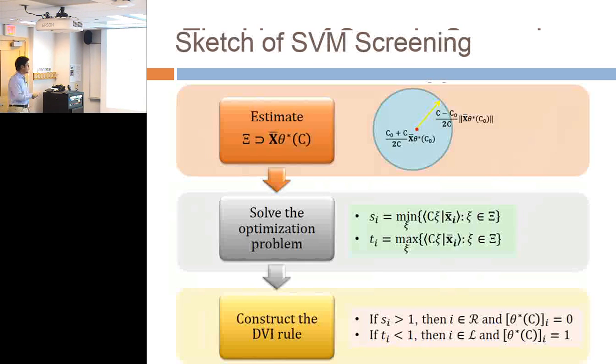And the framework is almost the same as that of the Lasso. First, we estimate the dual optimal solution. Second, we solve two simple optimization problems. Finally, we just check if s_i is strictly larger than 1 or t_i is strictly less than 1. And then we can identify a large portion of the non-support vectors.